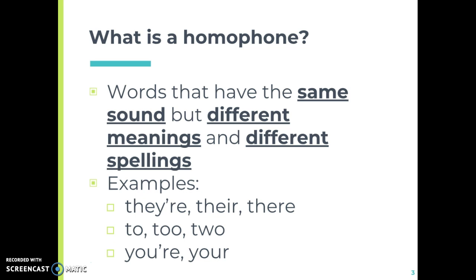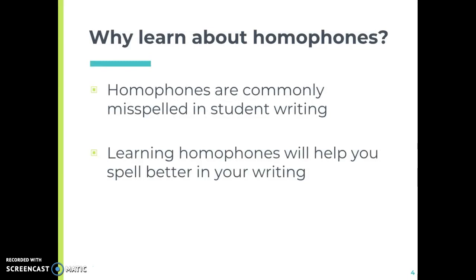Examples include there, their, and they're. All three theirs have the same sound, but they're each spelled differently and mean different things. So why learn about homophones? Well, they're commonly misspelled in student writing, and sometimes spell check won't mark them as wrong. So learning homophones will help you to spell better.